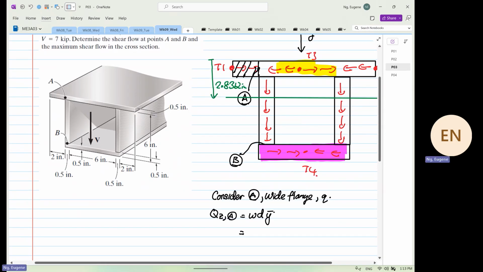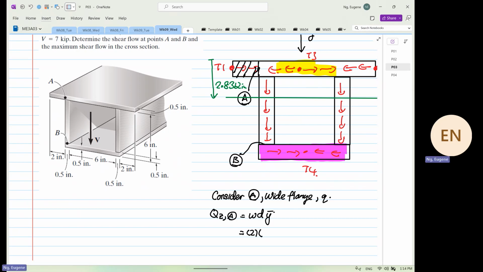So the width is what? 2 inches. The depth is what? 0.5. The Y bar.